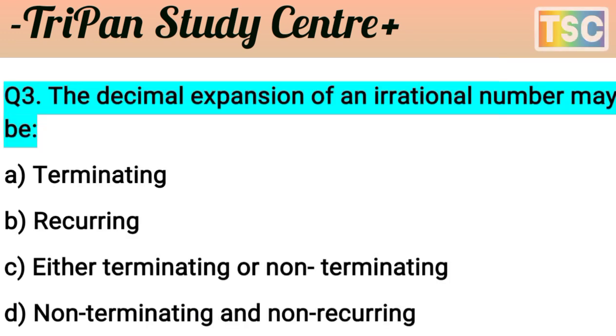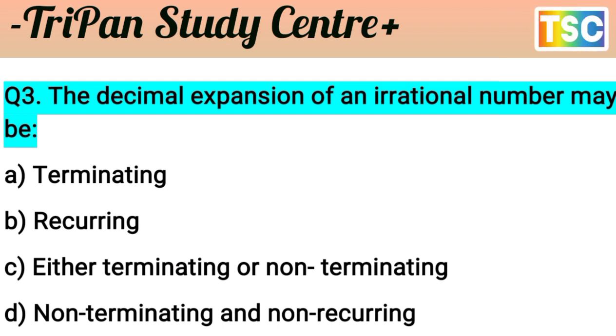The question is on your screen, that's important. The decimal expansion of an irrational number may be: option A, terminating; B, recurring; C, either terminating or non-terminating; and D, non-terminating and non-recurring. Those are the important options. But first of all, test your knowledge. I give you 5 seconds. You must have a thought of your answer.